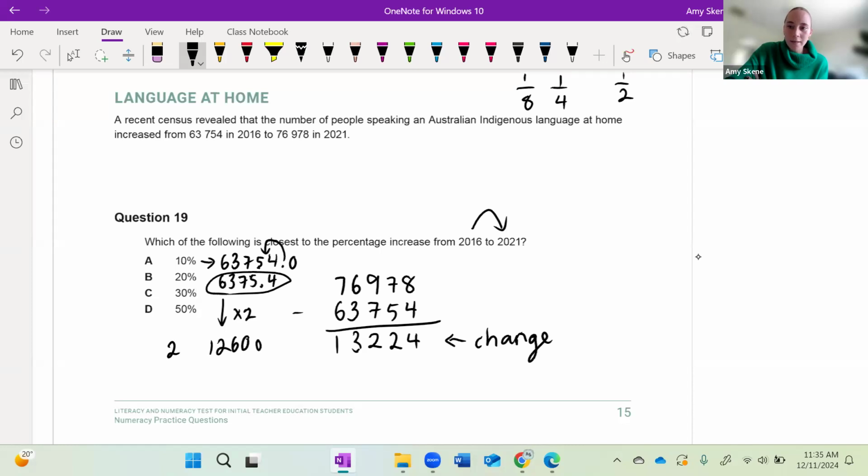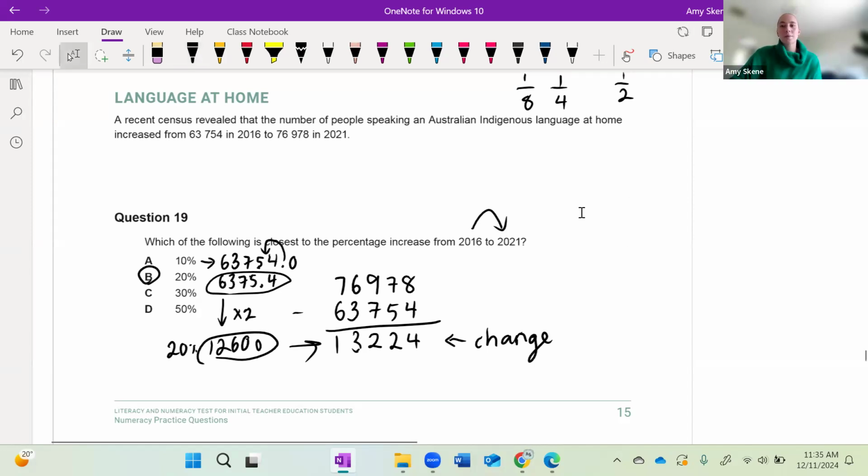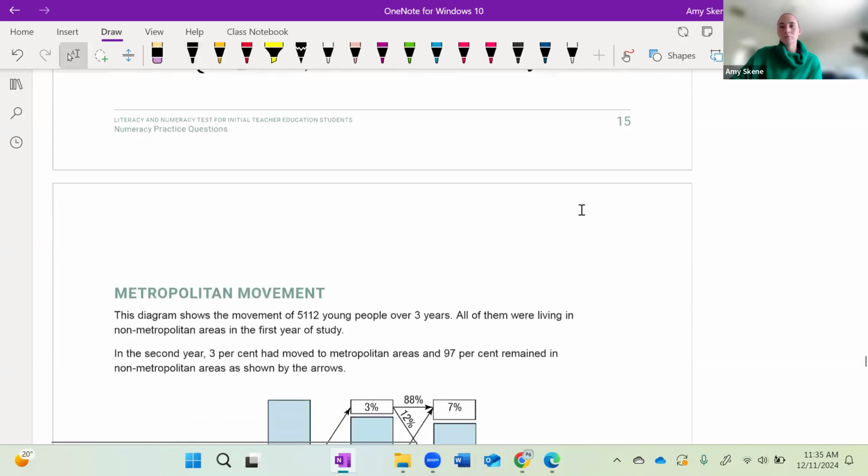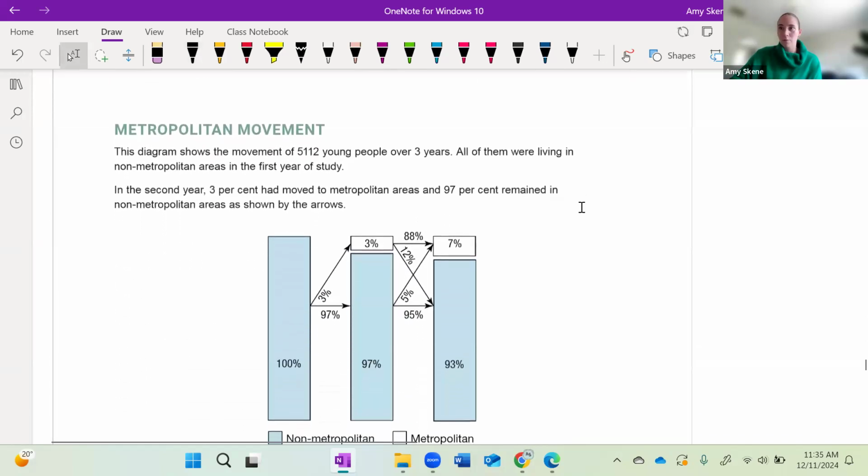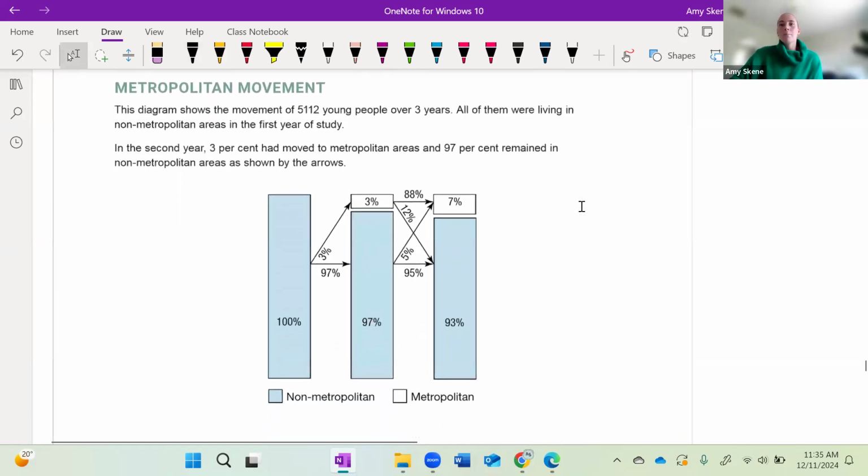I know that there is 20% of my change. 12,600 is quite comparable to 13,224. If I added on another 10% to that, it would be way too high. So my closest percentage is going to be 20%. Sorry, I was stumbling with my words on that one too.